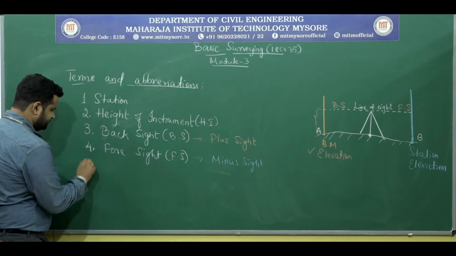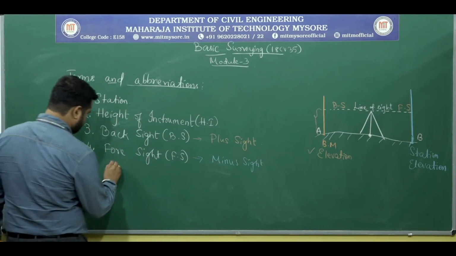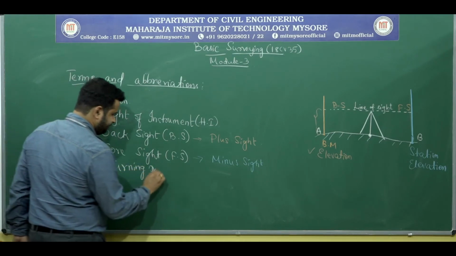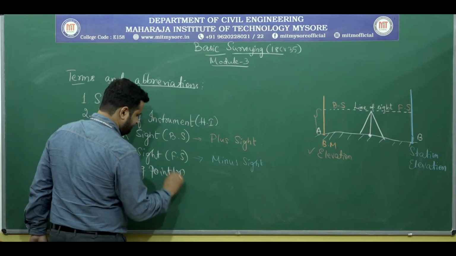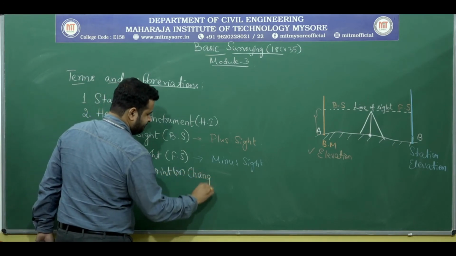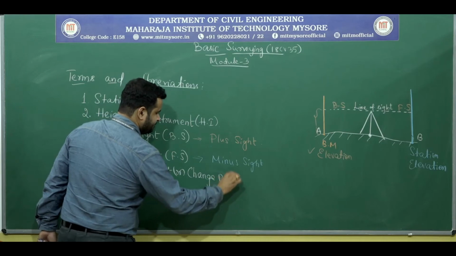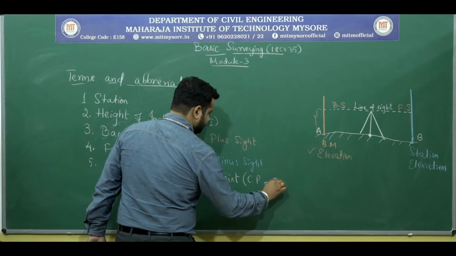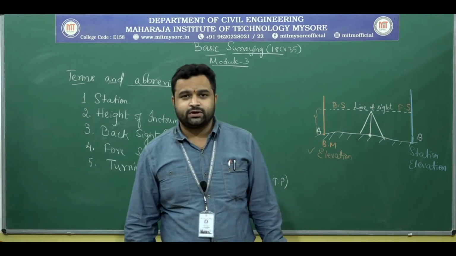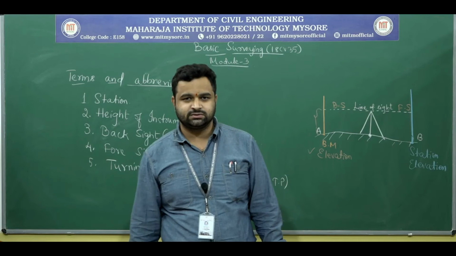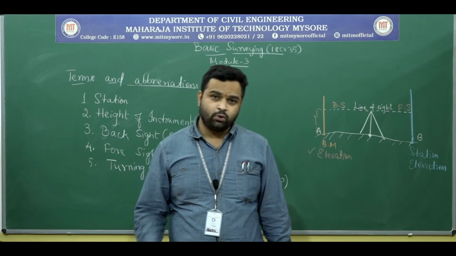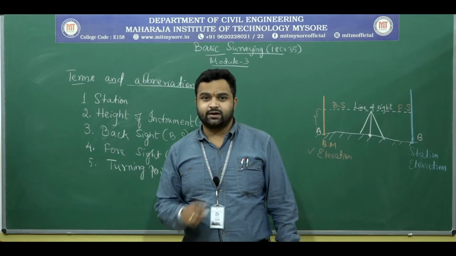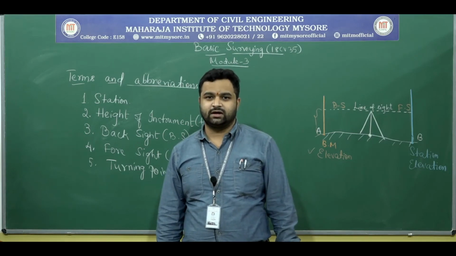So what is the next term? Turning point or change point, CP or TP. Turning point or changing point is a point on which both minus sight and plus sight are taken on a line of direct levels.